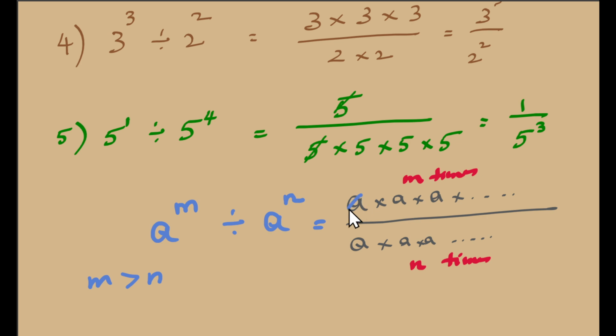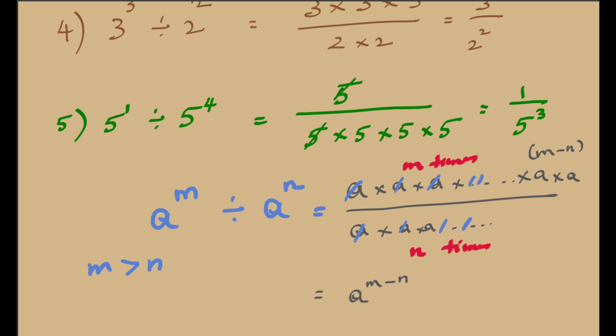So how many a's get cancelled? N a's would get cancelled, right? N number of a's would get cancelled, but you will be left with more a's in the numerator because we've assumed that m is greater than n here, and now we would be left with m minus n a's, right? So a raised to the power m minus n would be the answer.